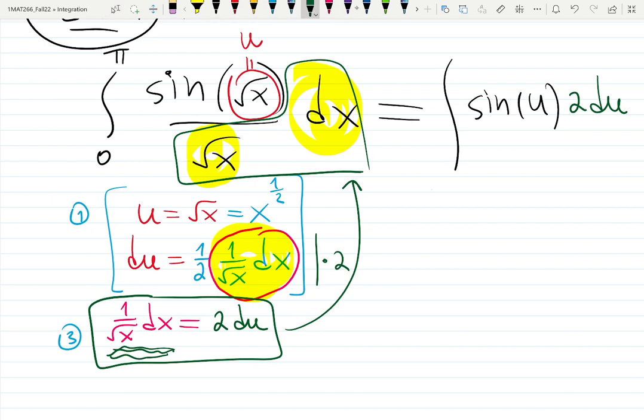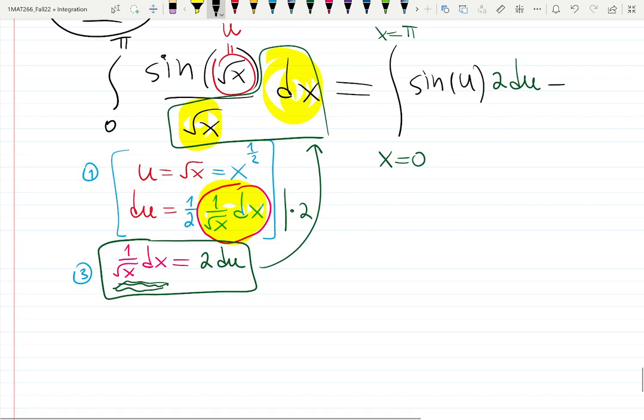If we decide not to change limits of integration, put a note. This is x equals 0 and x equals pi. You cannot plug it into u at some point. You'll have to go back. Let's integrate sine. What is the integral of sine? Negative cosine. How do you know? Because when you differentiate, cosine gives you negative. So it's going to be negative cosine of u times 2. Let's just put 2 outside, not inside. 2 times negative cosine of u, evaluated from 0 to pi.